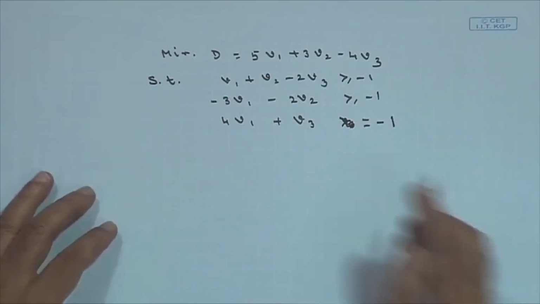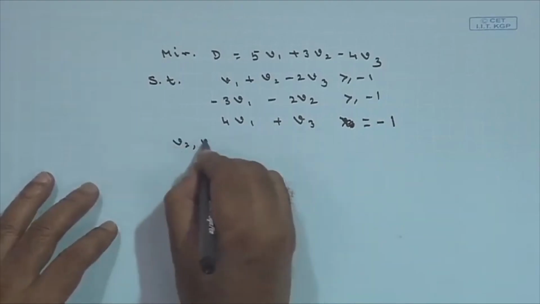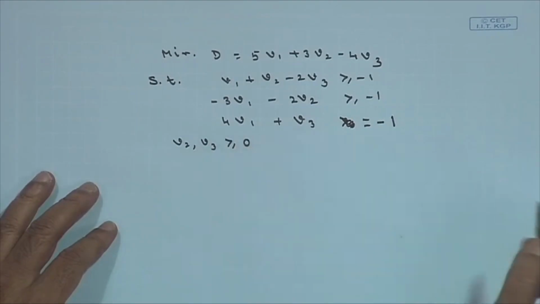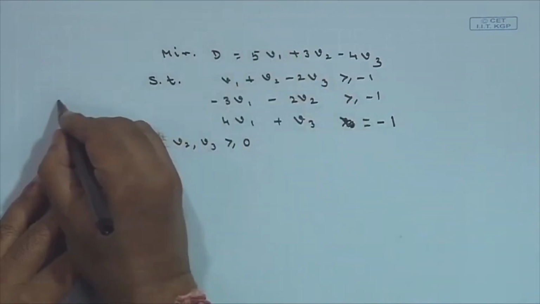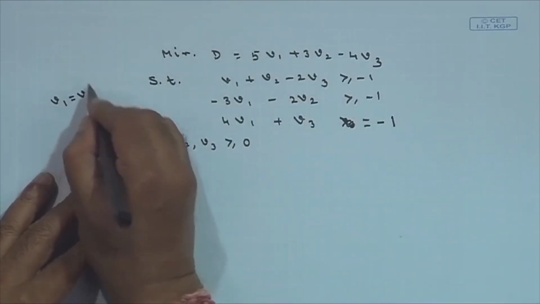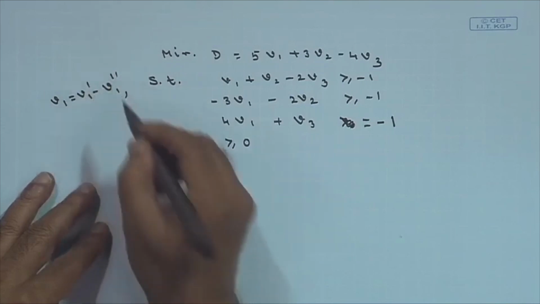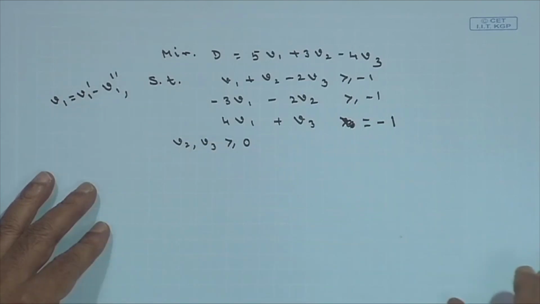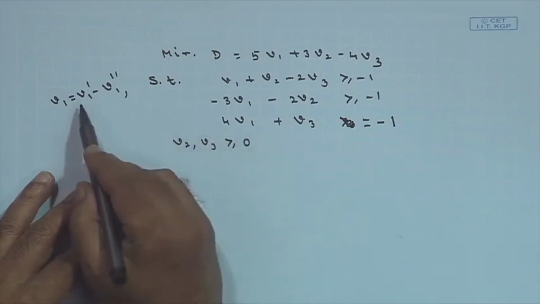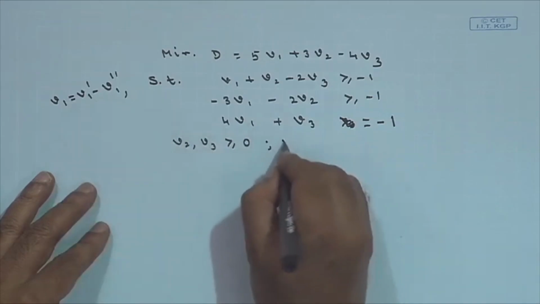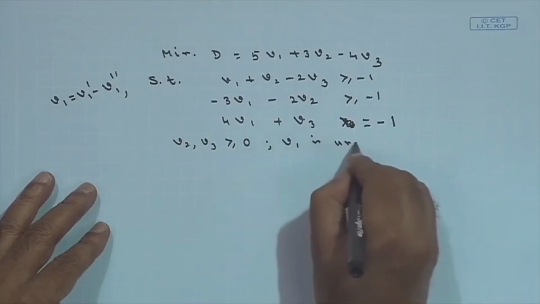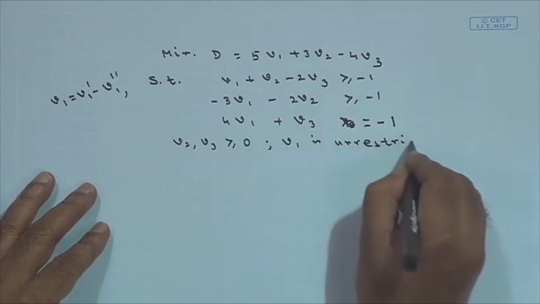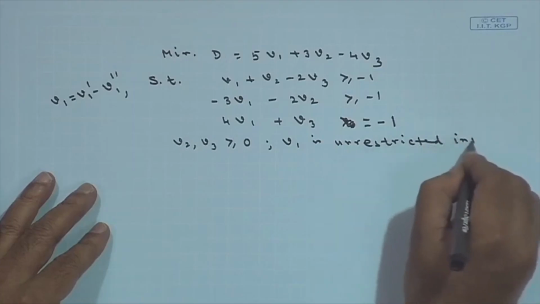So, you see, in this case your v 2 and v 3 are greater than equals 0. What about v 1? We have told v 1 is equals to v 1 dash minus v 1 double dash, where v 1 dash and v 1 double dash both are greater than equals 0. But we can't say anything about v 1, because v 1 can be positive, can be negative. In other words, v 1 is unrestricted in sign.